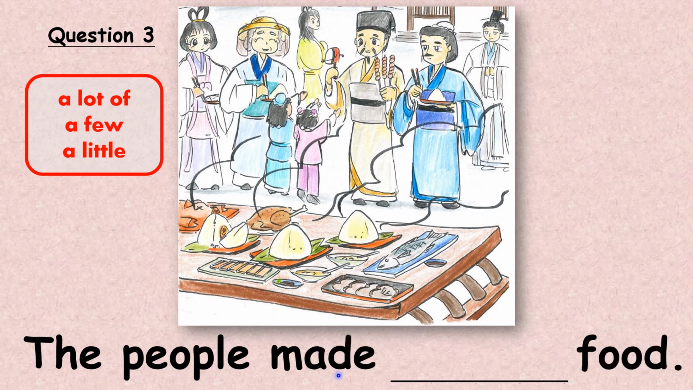The people made blank food. Here's the food on the table and in their hands. So what is the answer? The answer is a lot of. Food is uncountable. And there's clearly many different plates here.